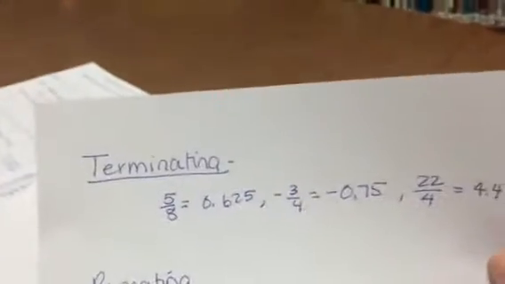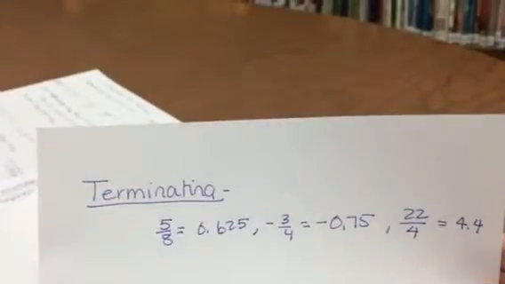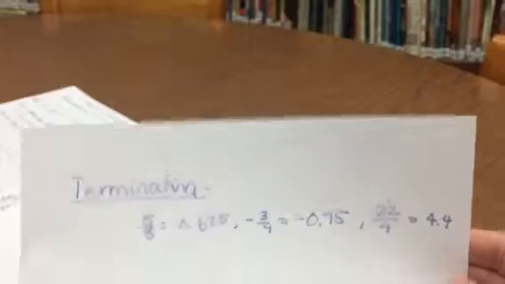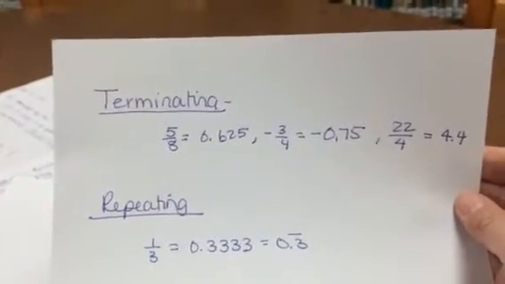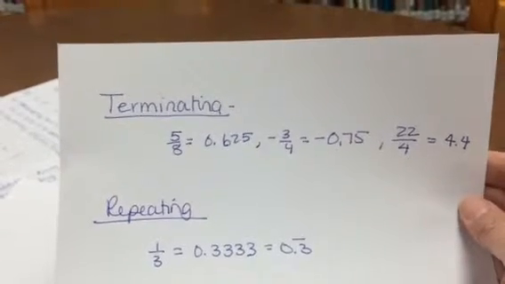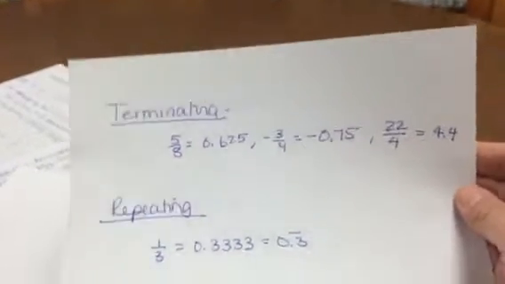What's a terminating decimal? A decimal that stops. It's not a repeating decimal, whereas a repeating decimal does not stop. So 0.33333 becomes 0.3 with a bar over it.